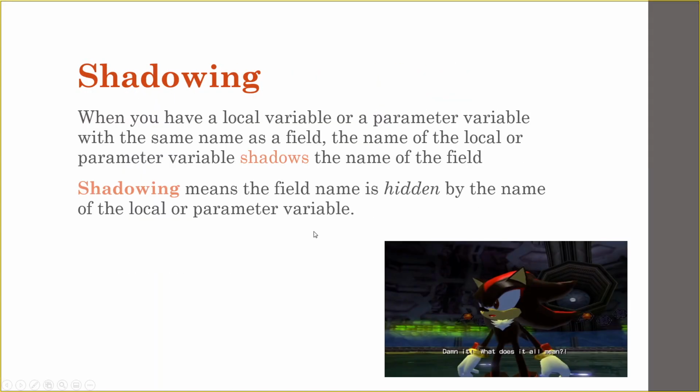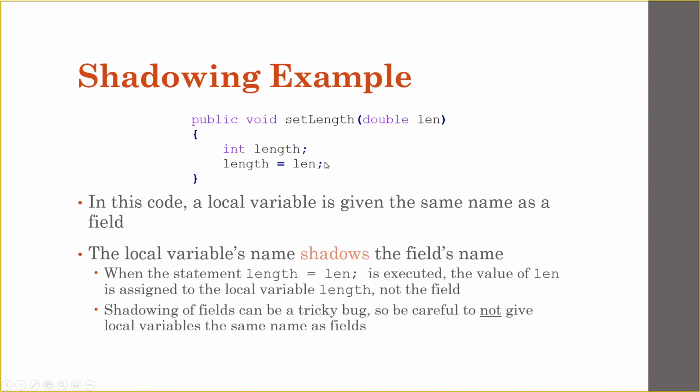There's a concept called shadowing, and that's when we have a local variable or a parameter variable with the same name as a field. Shadowing just simply means the parameter variable or the local variable name shadows the name of the field. It's hidden. So an example, setLength here. Let's say I declared a variable called length inside my setter. Well, this is going to cause some shadowing issues because my field is also called length.